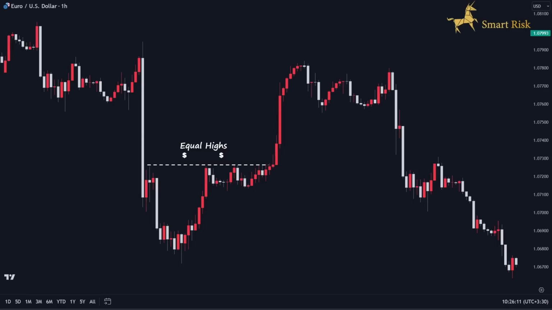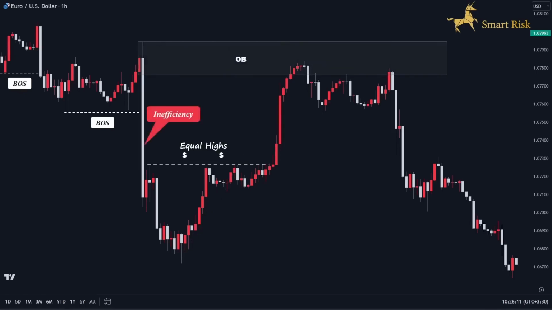Here we have Euro-Dollar 1-hour time frame chart on the screen. We are looking to go short of it. The market is clearly in a downtrend, having established a series of lower lows and lower highs, indicative of bearish sentiment. Recently, price made a bullish move, sweeping the liquidity pool formed by equal highs, and now it's approaching an unmitigated order block, created due to a significant inefficiency in the market.